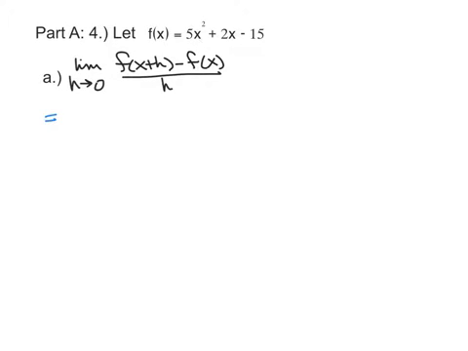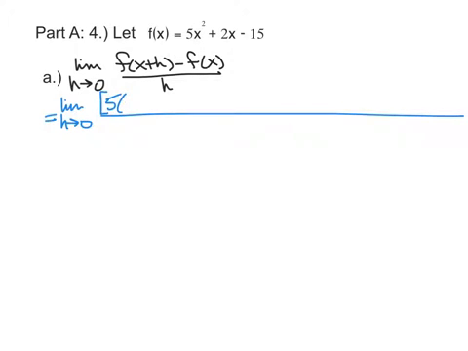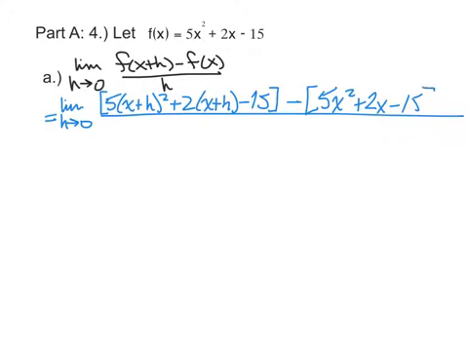And as long as we haven't taken the limit yet, we have to write limit at the beginning of each line of our work. So my first step is going to be to substitute the x plus h into f of x. So 5 times x plus h squared plus 2 times x plus h minus 15. From that, I'm going to subtract f of x, which is just 5x squared plus 2x minus 15. All of that is over h.